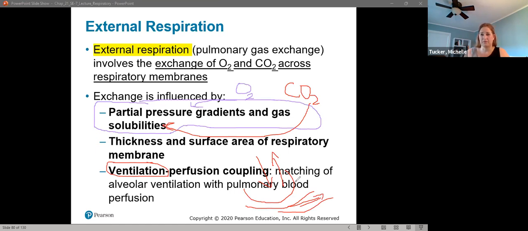It's not optimal. Normally, if you increase perfusion, you need to increase the ventilation rate in order to match, so that you have a consistent gradient for oxygen to diffuse into the bloodstream and carbon dioxide to diffuse out. So ventilation perfusion coupling is this matching of essentially your respiratory rate, although it's really the alveolar ventilation rate, with pulmonary blood perfusion or heart rate. We'll talk a little bit more in detail about that.